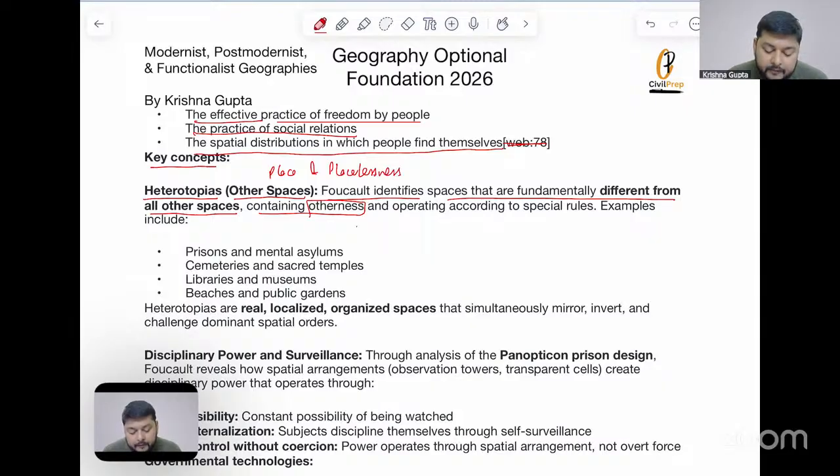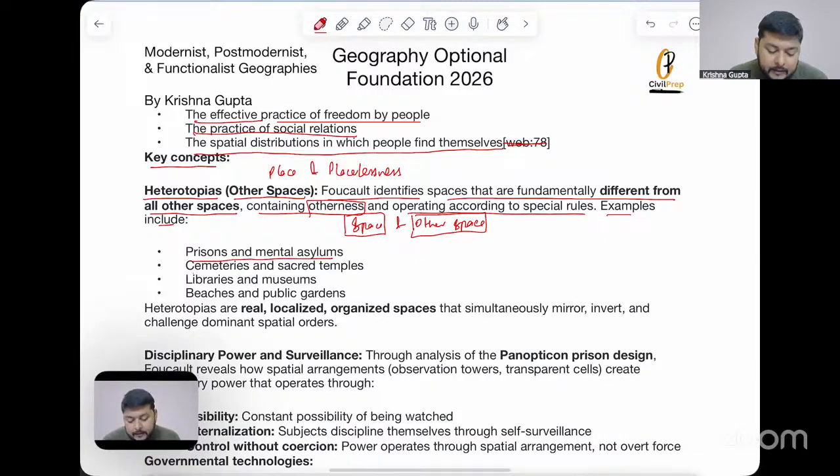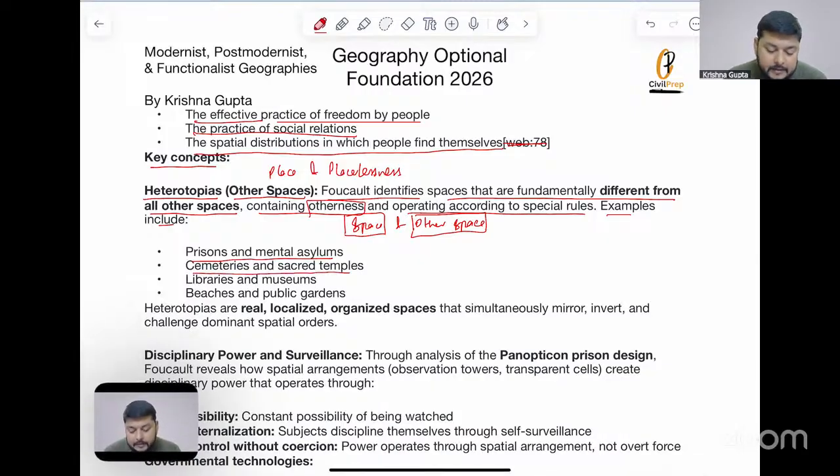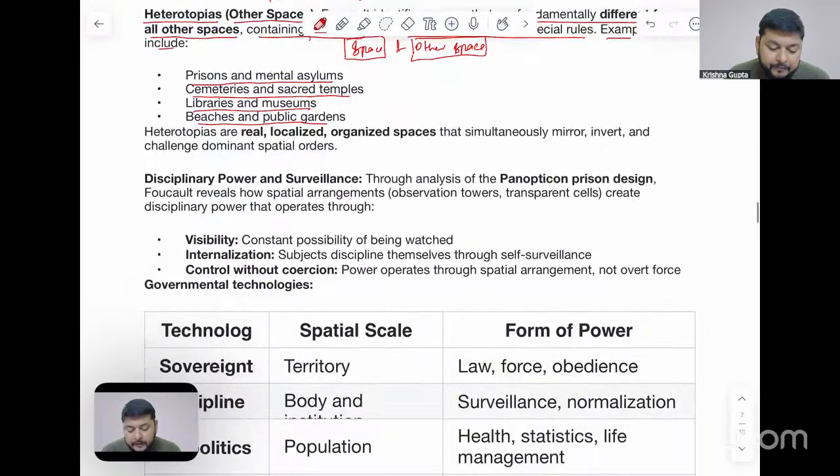So here we have the space and other space, a concept given to us by Foucault, operating according to special rules. Examples include prisons and mental asylums, cemeteries and sacred temples, libraries and museums, beaches and public gardens. So these are certain spaces and the other spaces described by Foucault here.